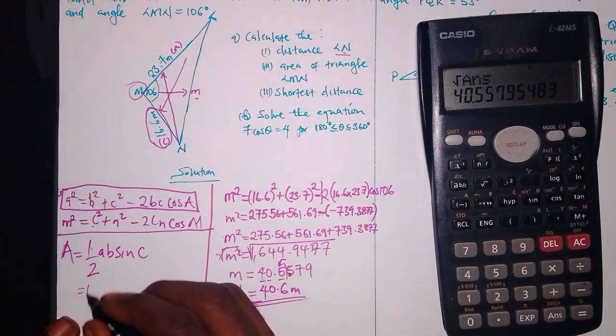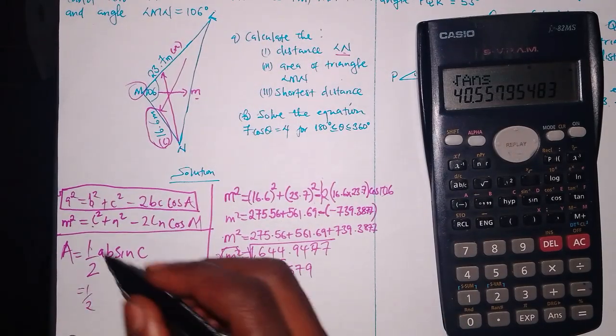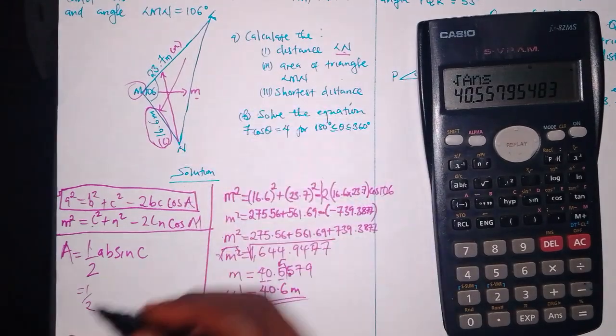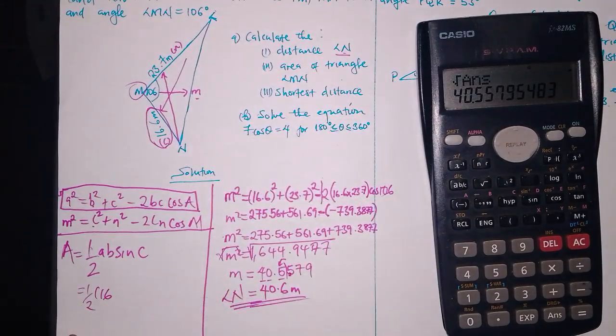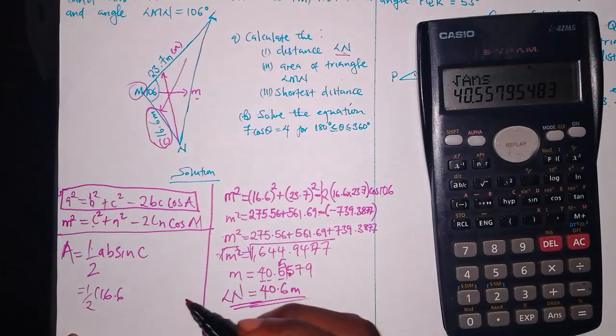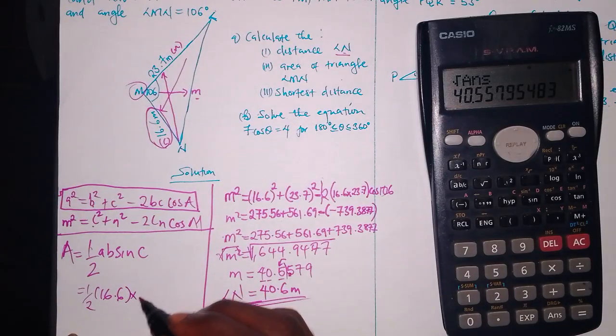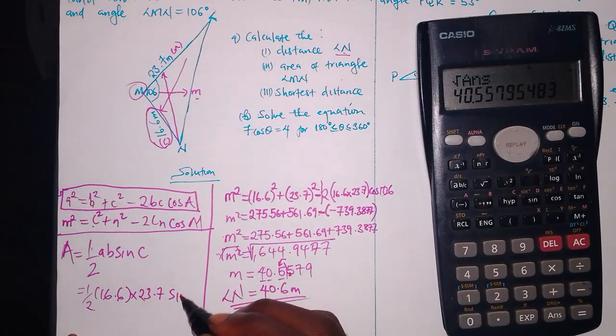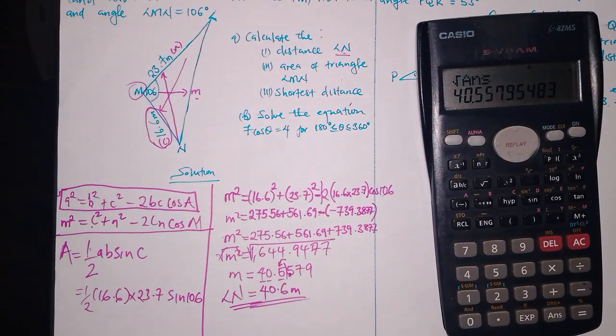So you say half, then our A is 16.6, you just pick N, it won't matter, times 23.7 sine 106.